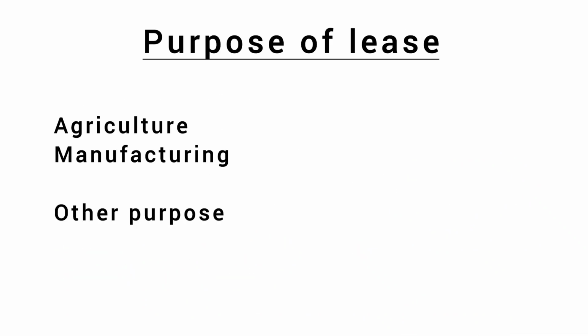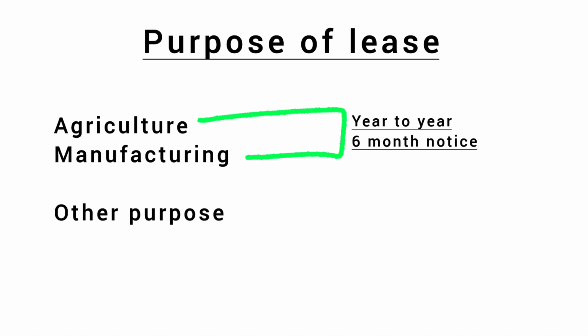Now, the purpose of the lease may be for agriculture or for manufacture or for any other purpose. Generally, in agriculture and in manufacture, a lease is made on a year to year basis, where there is a 6 month notice period for the termination or end of the lease. In the other kinds, where a lease is done for any other purpose, it is made on a month to month basis, where the notice period is 15 days.